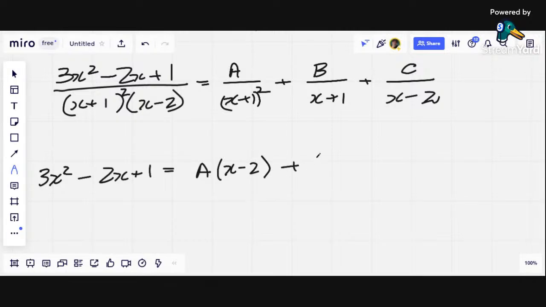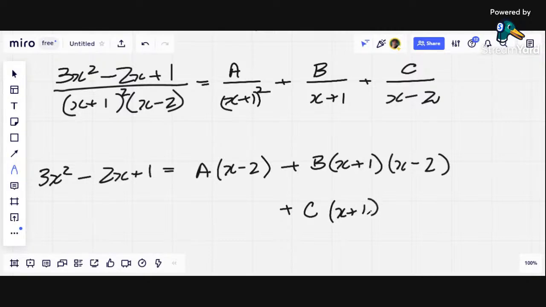Okay. Plus b, what do we need to multiply all this by to get the full denominator? Well, we need an x plus 1, and we need an x minus 2. And then plus c, we need, well, we've got the x minus 2, we're missing the x plus 1 squared. x plus 1 all squared, all right?